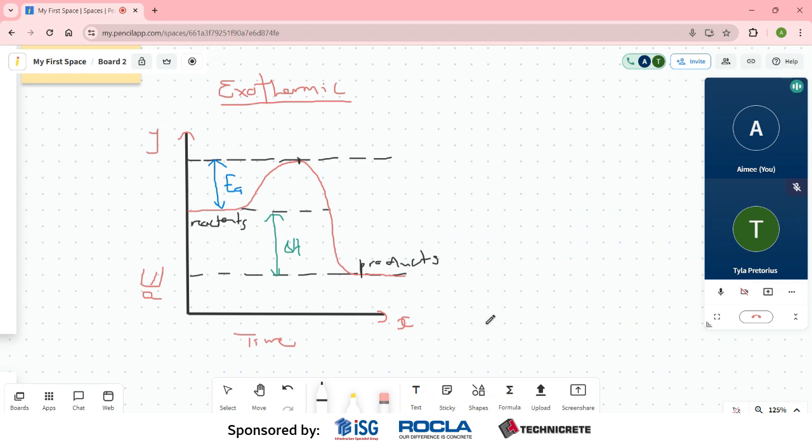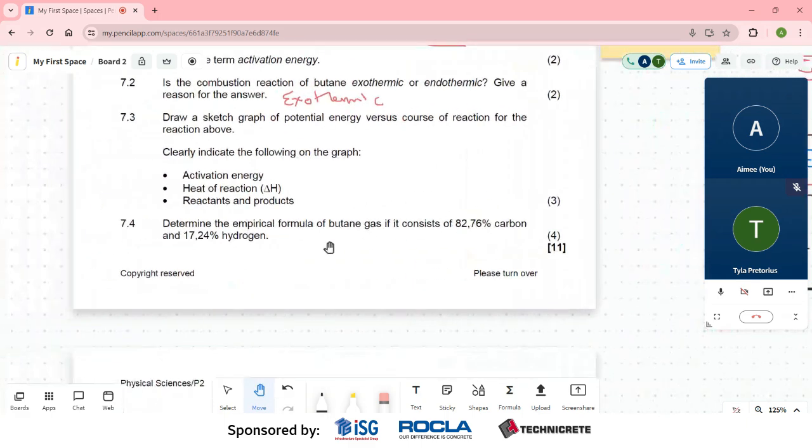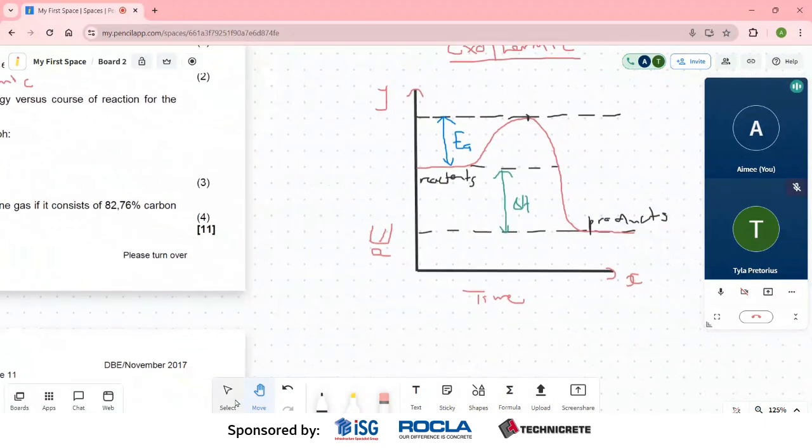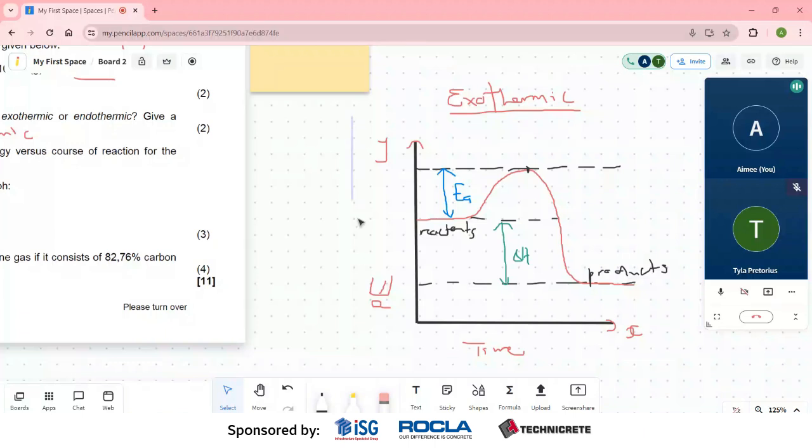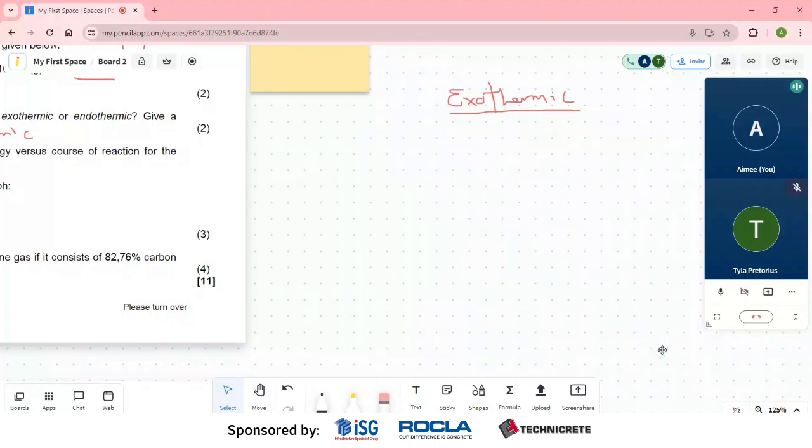Okay, you need to go and study the structure of the endothermic graph as well. More study work. And then it says determine the empirical formula of butane gas if it consists of 82.76% carbon and 17.24% hydrogen. This one seems difficult, but it's actually not too difficult. I'll explain now.